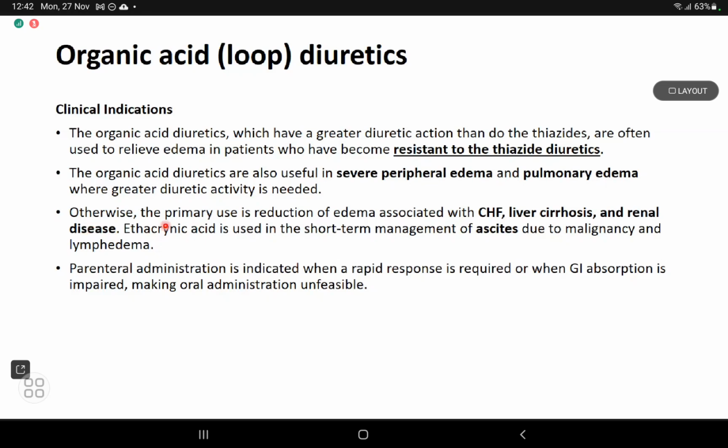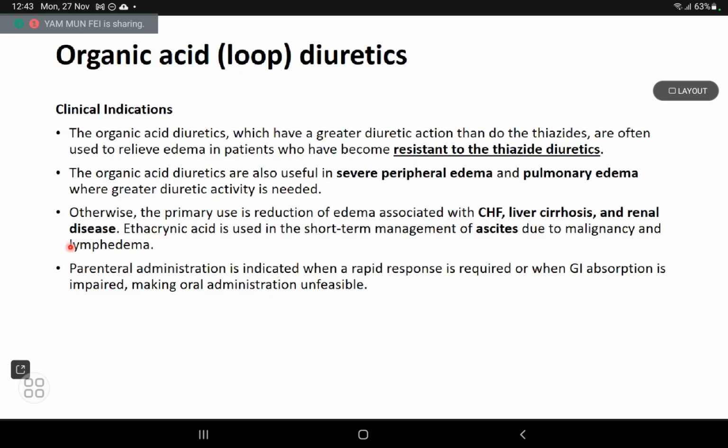Otherwise, it may also be used for those who have edema associated with chronic heart failure, liver cirrhosis, and renal disease as well. So another example of this organic acid is ethacrynic acid. It is used for long-term management of ascites. Ascites is the accumulation of water in your stomach cavity, due to malignancy and lymphedema.